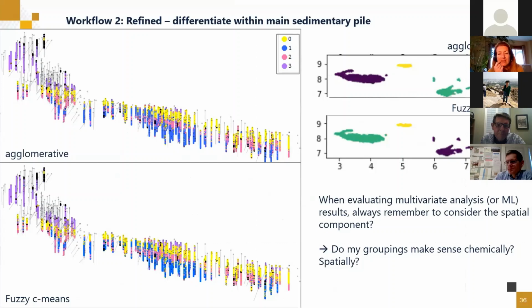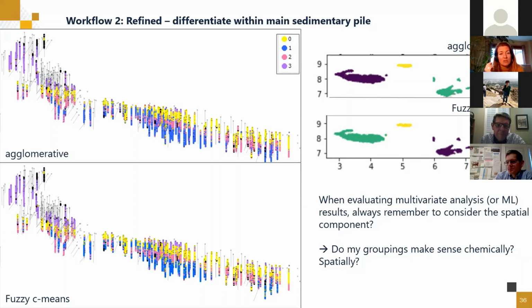So moving on to the second part of the workflow is the refined part, where we're trying to differentiate within the main sedimentary pile. The first thing we did using the global workflow was to pull out our geochemically distinct end members, and then we're left with this sort of geochemically indistinct sedimentary pile. So we did our data treatment again, like our centered log ratios, and then we're doing dimension reduction a separate time, but this time we're using UMAP, which is a manifold learning technique. And manifold learning is sort of a fancy way of saying nonlinear. And then we go back and we cluster.